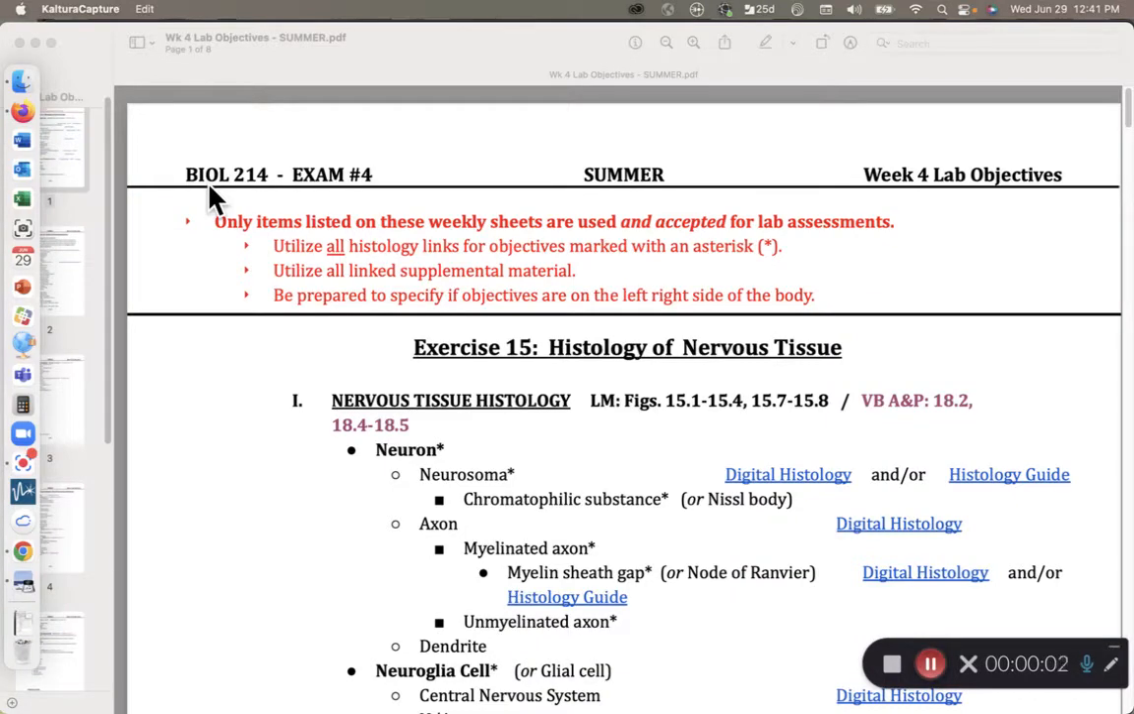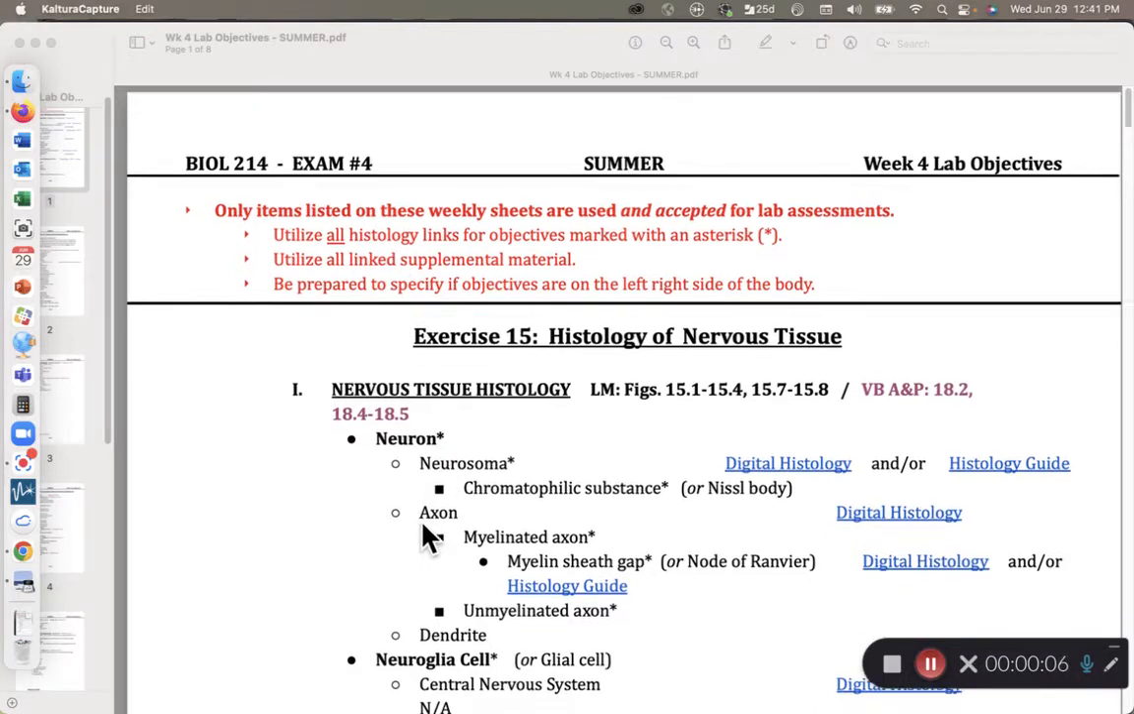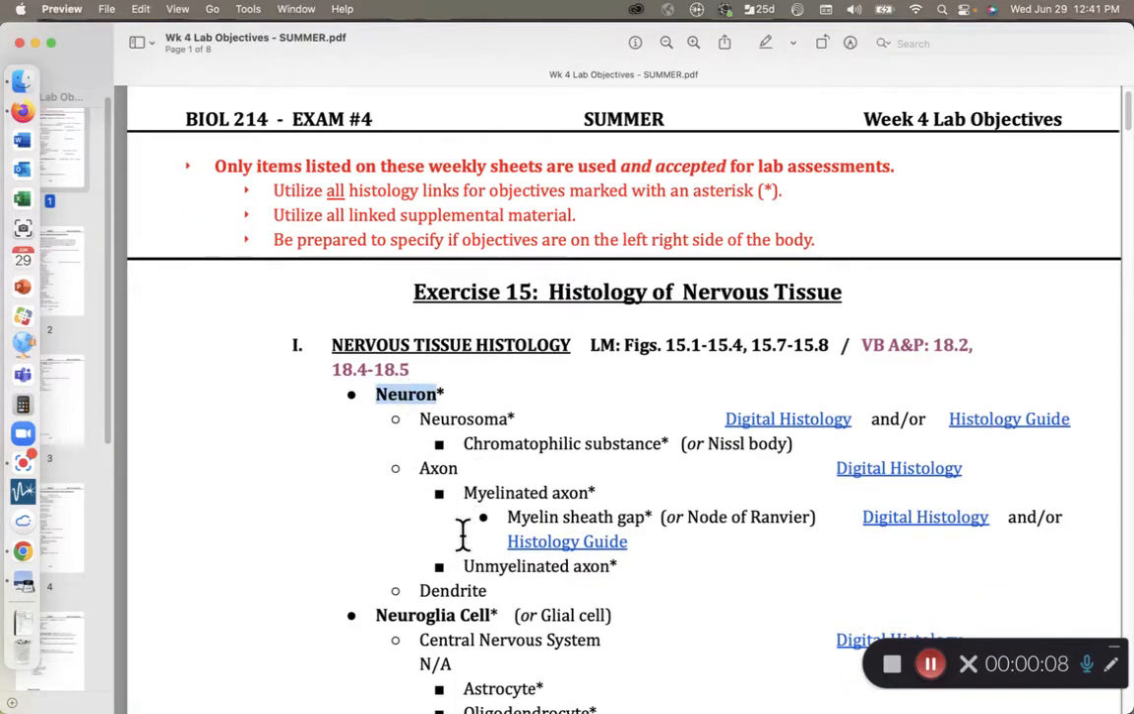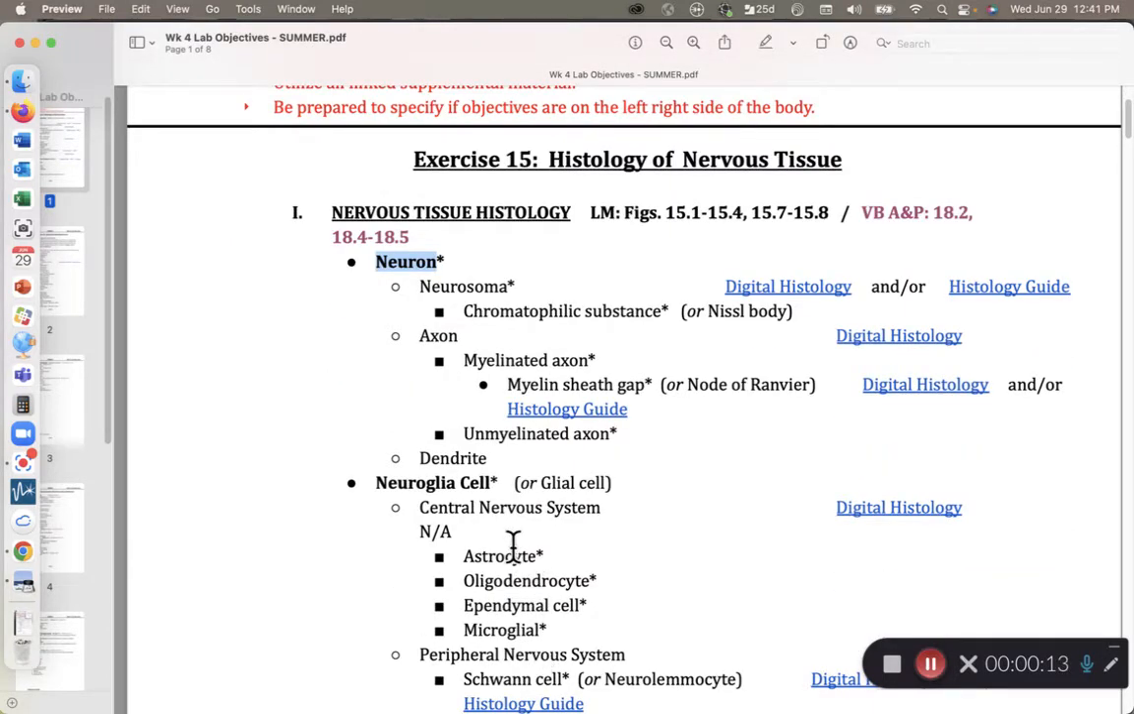Hi class, in this recording we're going to focus on nervous system histology. So let's dive into it. First we're going to focus on cell types. There are two broad categories of cell types. We have neuron and neuroglial, or neuroglia cell.